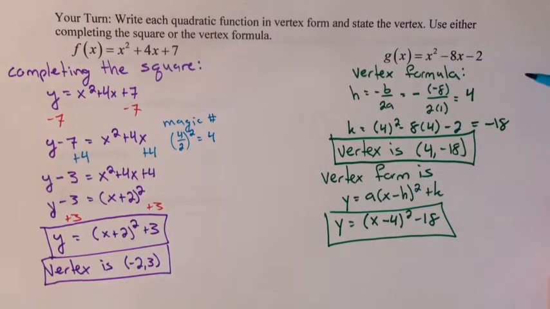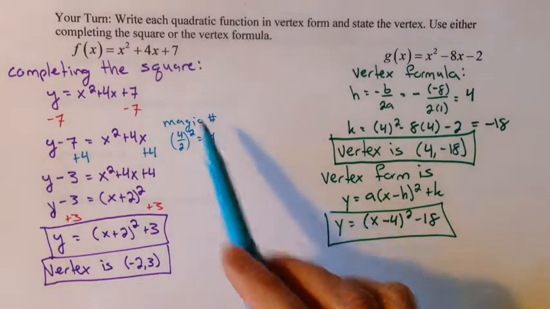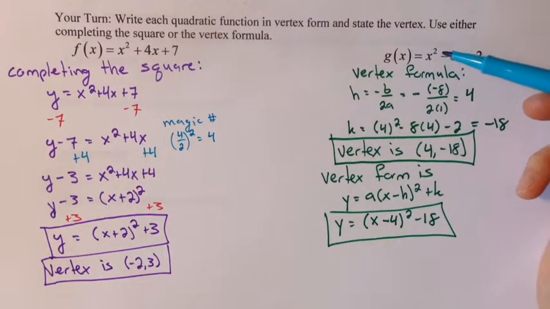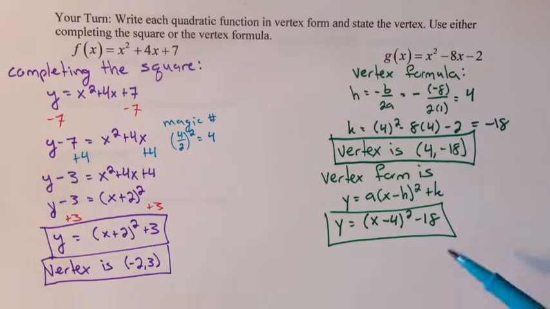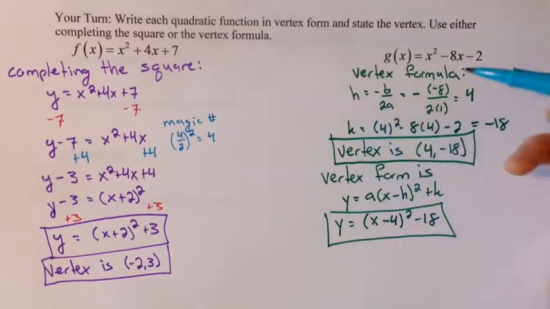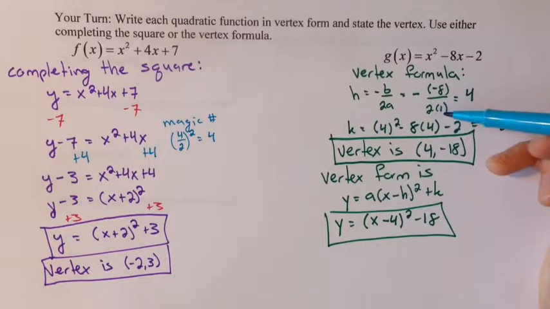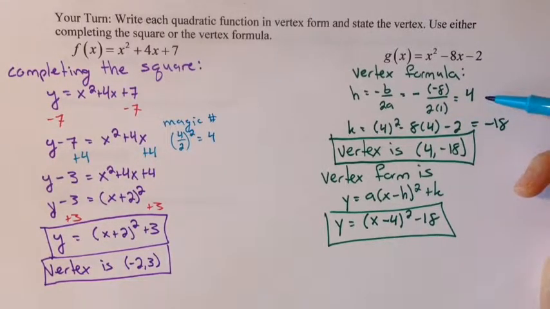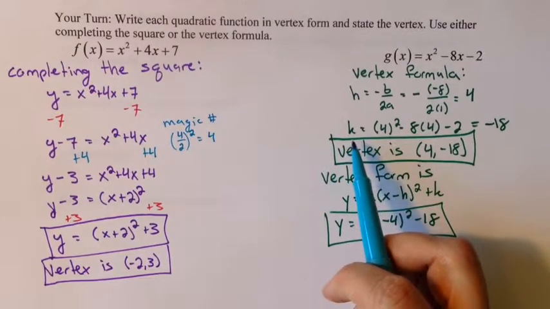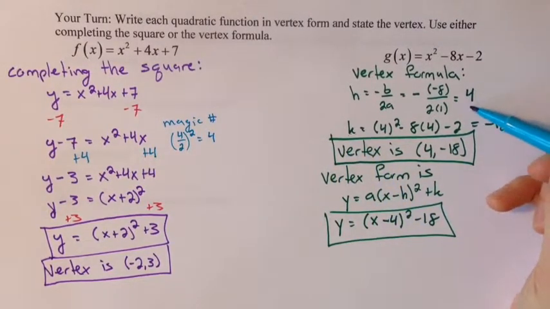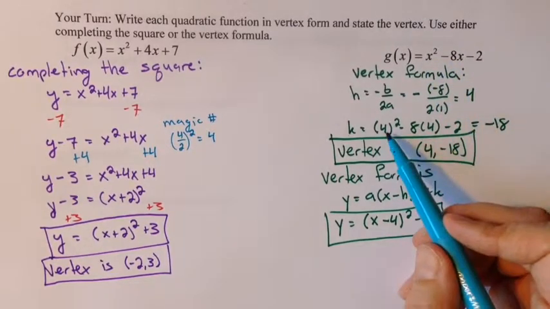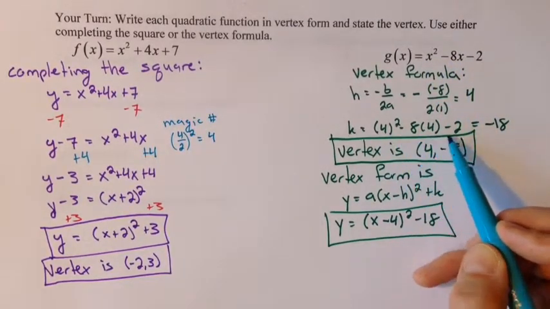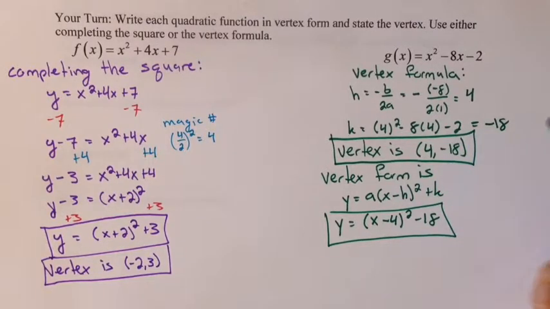For my second example, I decided to use the vertex formula just so that I could demonstrate both methods. I had g of x equals x squared minus 8x minus 2. So the first thing I did was to find the h from vertex form, or the x-coordinate of the vertex, which is negative b over 2a, so the opposite of negative 8 all over 2 times 1, which turns out to just be positive 4. Then k, the y-coordinate of the vertex, I find by taking that 4 and plugging it back into the equation for x. So 4 squared minus 8 times 4 minus 2, which is negative 18. That tells me that the vertex is 4, negative 18.